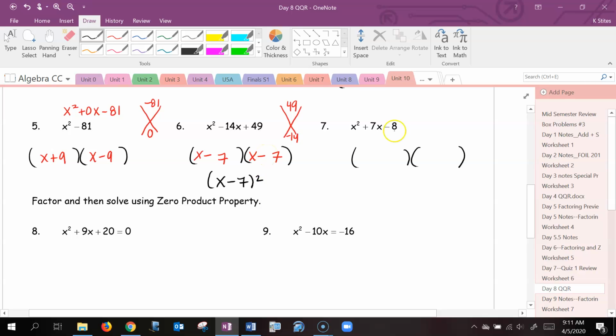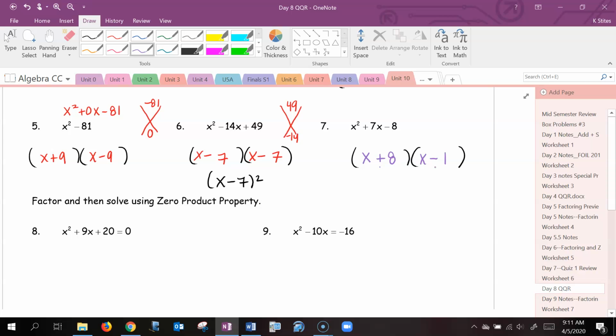And finally, multiplying to negative 8, adding to 7, that's going to be a positive 8 and a negative 1. Again, notice multiplying to a negative, you need opposite signs, and 8 times 1 is 8, and 8 plus negative 1 is 7. Alright, so that is factoring.